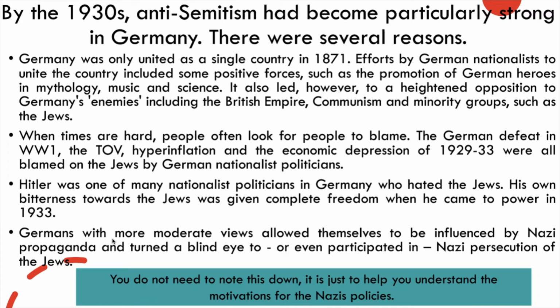Germans with more moderate views, so less extreme, allowed themselves to be influenced by Nazi propaganda, and they turned a blind eye to it, or even participated in the Nazi persecution of Jews. So these are all reasons as to why anti-Semitism increased in the 1930s.